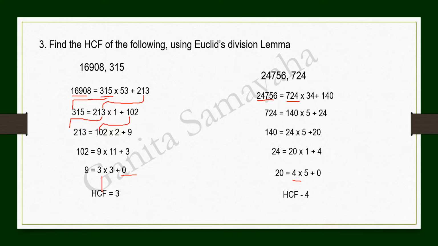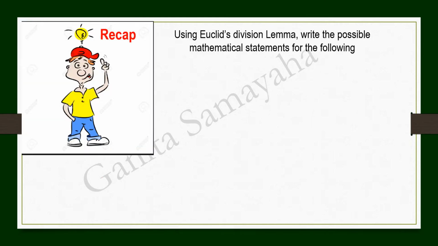Okay, children. So we use this Euclid's division lemma to understand a few more concepts in today's class. Let us take a quick recap about Euclid's lemma. So let us now use Euclid's division lemma and write the possible mathematical statement for the following. For example, suppose you are given the statement, children, a positive integer a is divided by 2. Then how do we write all the possible mathematical statements is what we are going to understand. This is required for your further problems, children. How you are going to read such statements and convert them into mathematical form.